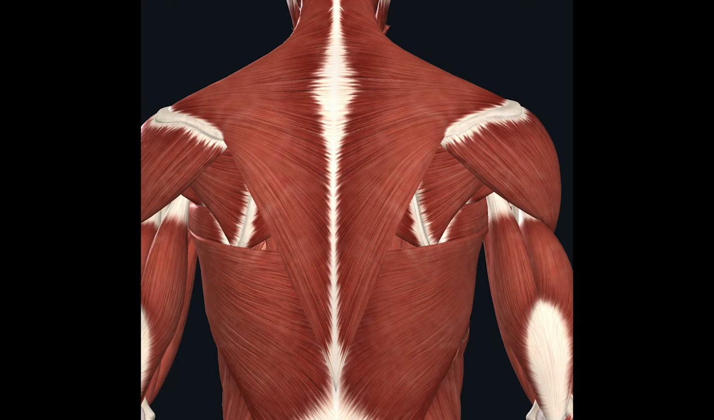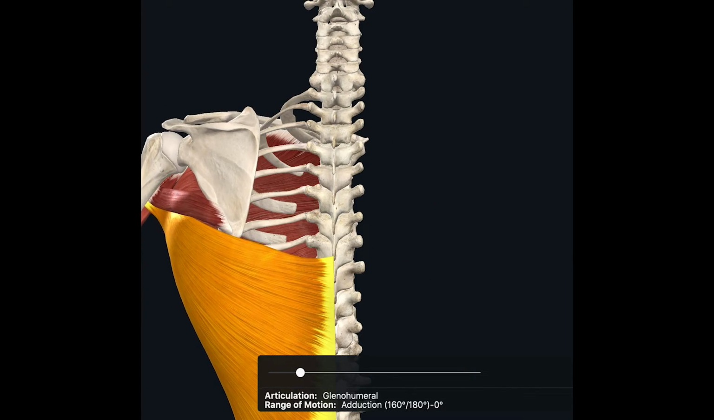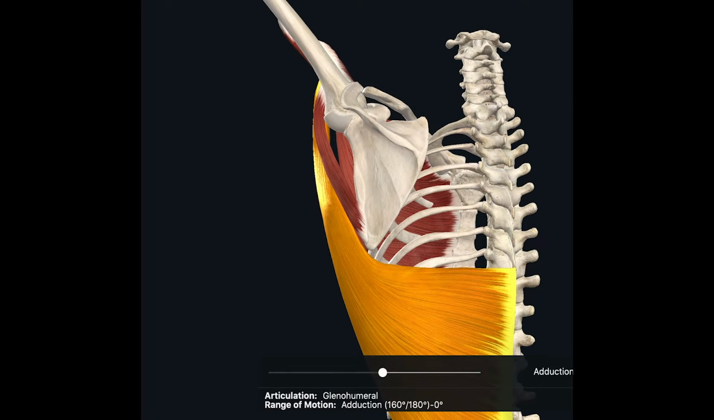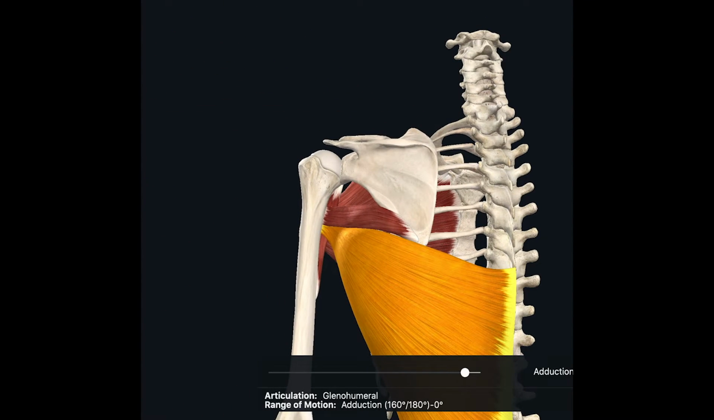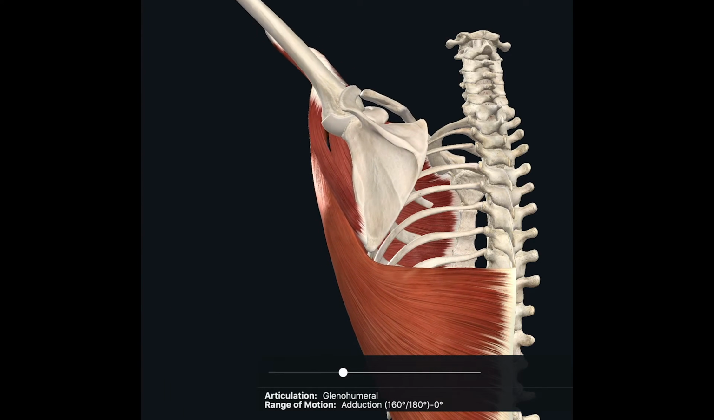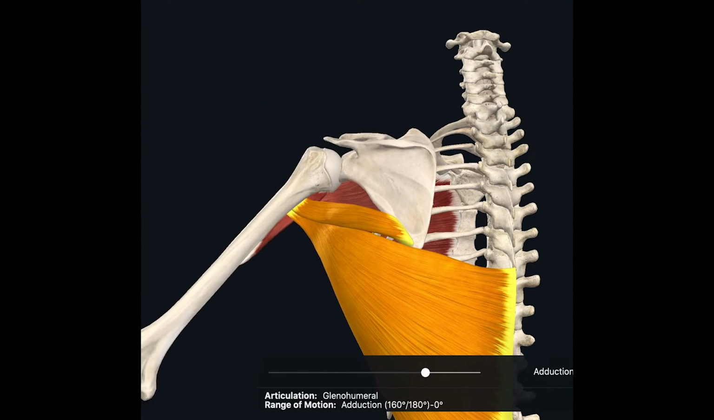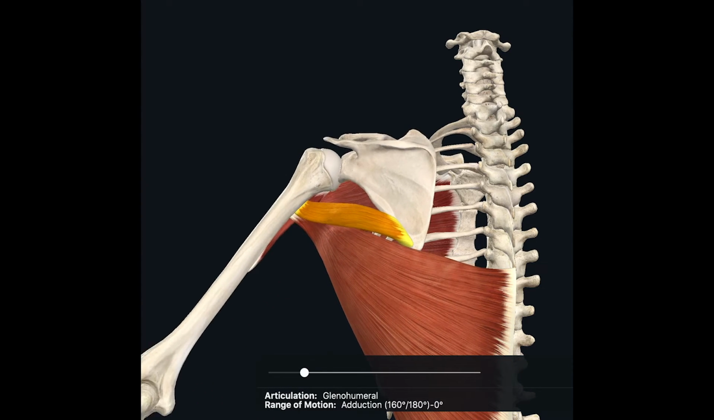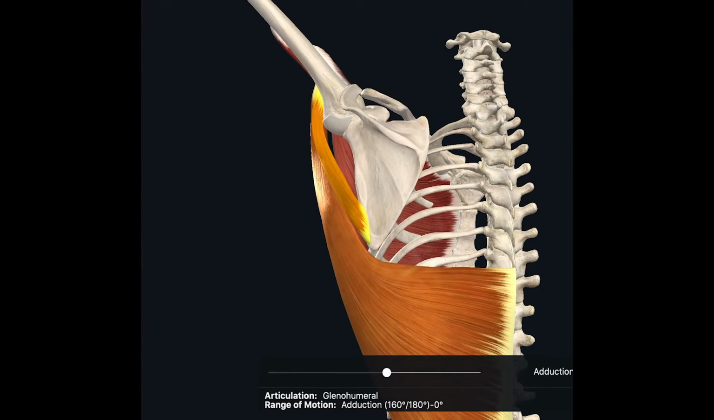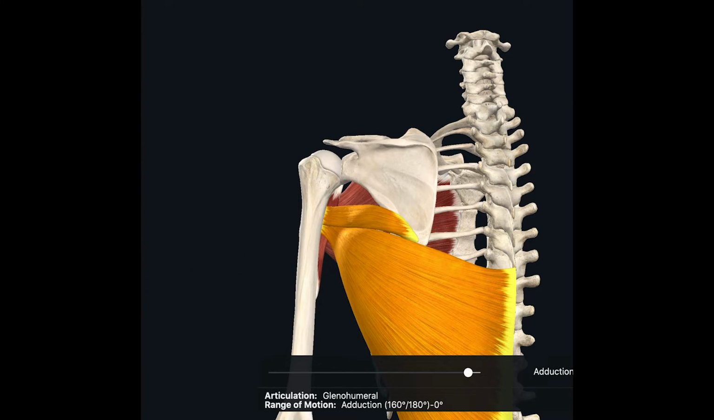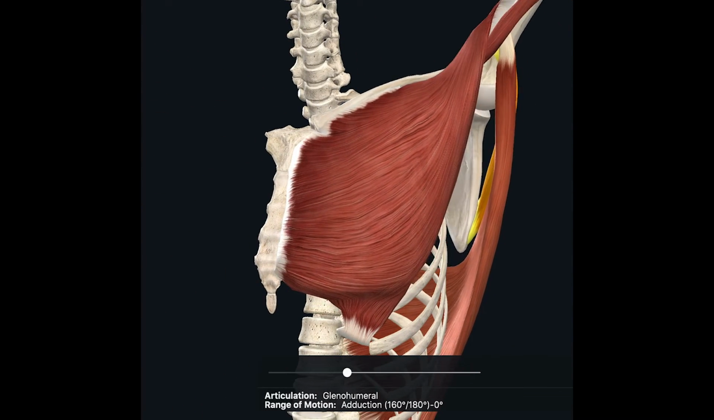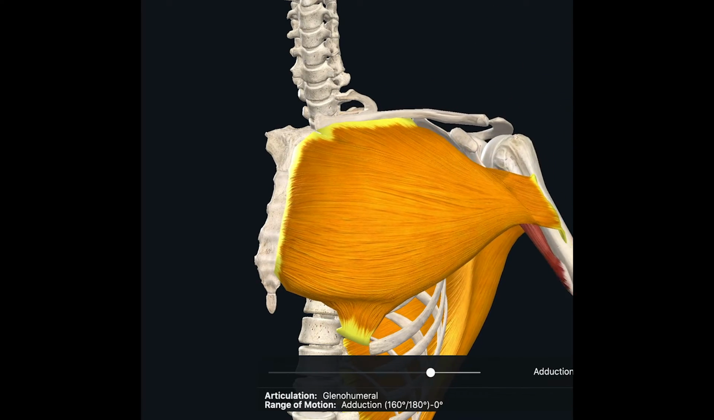So let's look at what these muscles look like when they are adducting the arm. So adduction is when the arm is extended to the side and you bring it back into midline. So adduction. The first muscle you see here lit up is the latissimus dorsi. The other muscle you see here is the teres major. The teres minor is also helping. It's just not seen in this picture. And the other one we can see that is working is the pectoralis major.